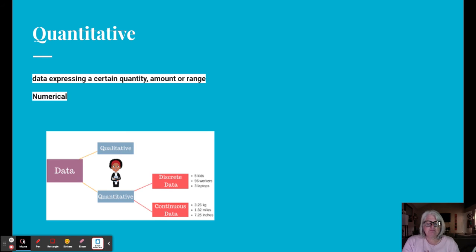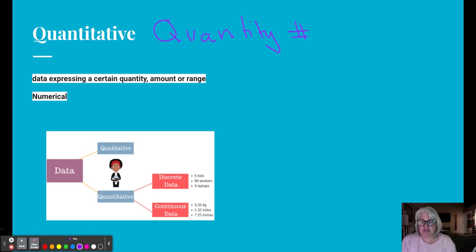Okay, next we're going to get into the types of data in terms of how you collect it. The first I want you to know is quantitative. And I really want you to think about the root words in science. When I think of quantitative, you should automatically be thinking quantity. And a quantity is a number. So this is a type of data that expresses a certain quantity, an amount of something, or a range of something. It is always numerical, so you'll always have a number associated with this.